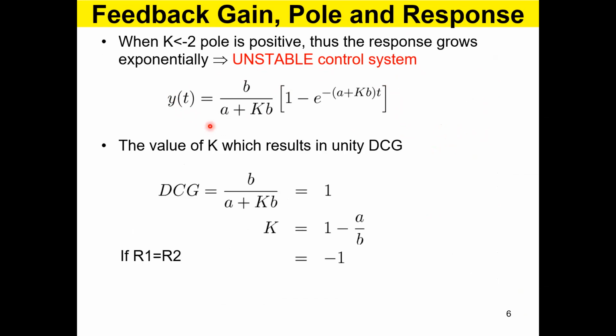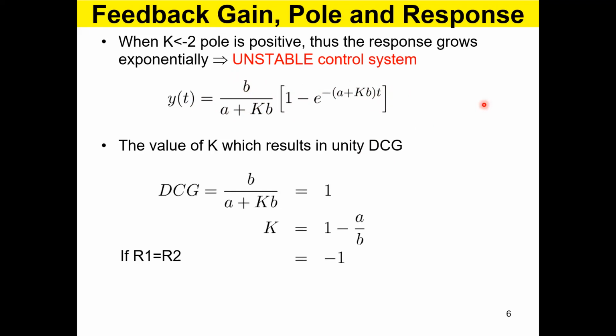Now, because this is a single pole case, you can simply solve the differential equation, or solve Laplace, and get this response y(t), right? The response is b over a plus kb, times 1 minus e to the minus (a plus kb)t. So you know when k is less than -2 here, this e to the function becomes positive. Then you are in big trouble.